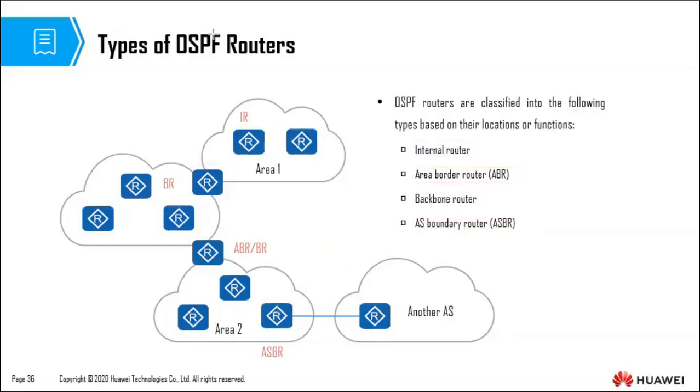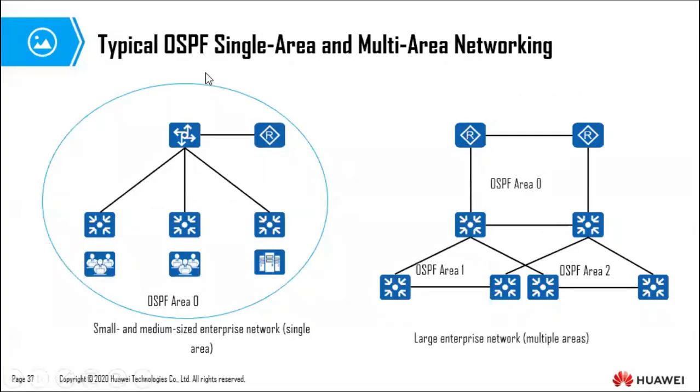Haya, tusonge mbele. So OSPF, single area and multi-area networking, we just want to see the application scenarios. Networks that have a limited number of routing devices, like what we're having here, can simply use a single area. So all the routers are in area 0 because we just have a few routing devices.